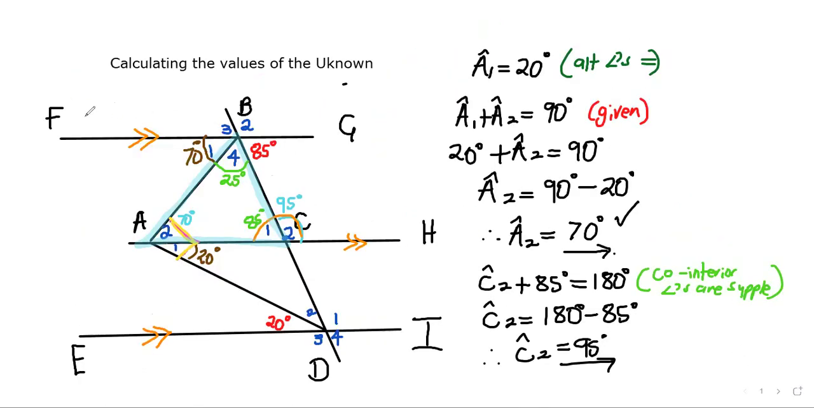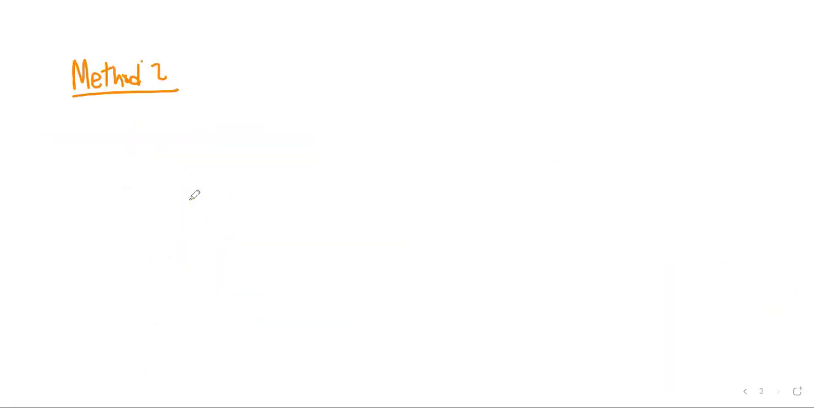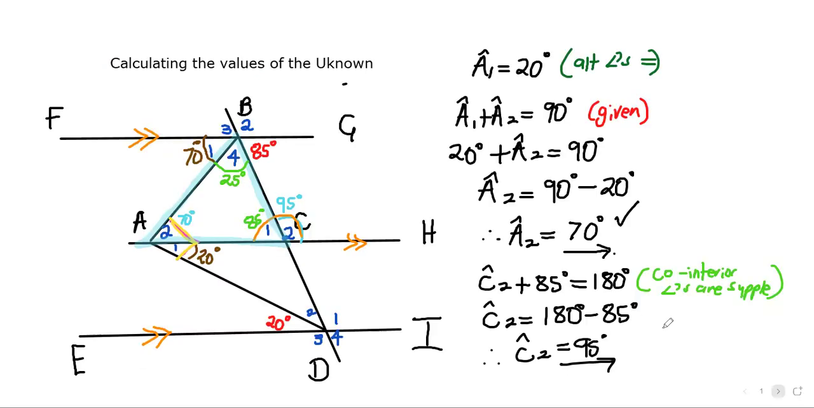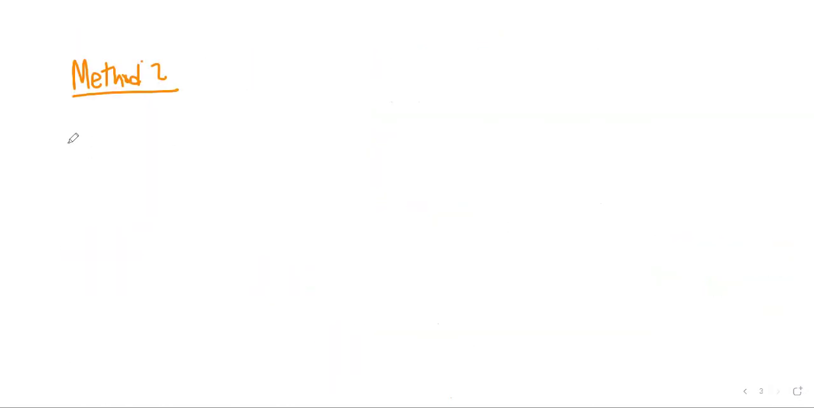Remember, when we go to the diagram, let me show you. We have our parallel lines. So this line is parallel to that. So it means this B1 is equal to 70. Alternating angles are equal. Do you see? So you can just say B1 is equal to 70 degrees. Alternating angles are equal. So angle B1 is equal to 70 degrees.